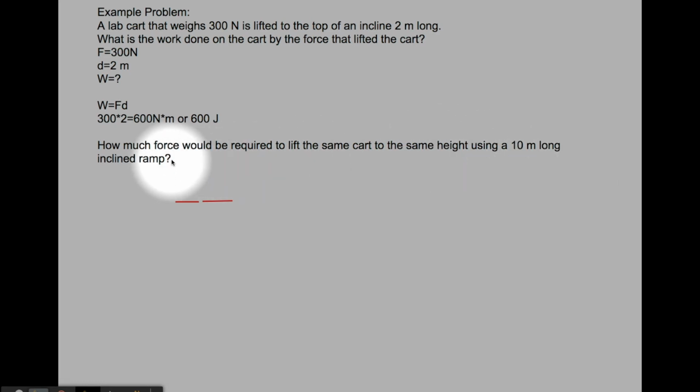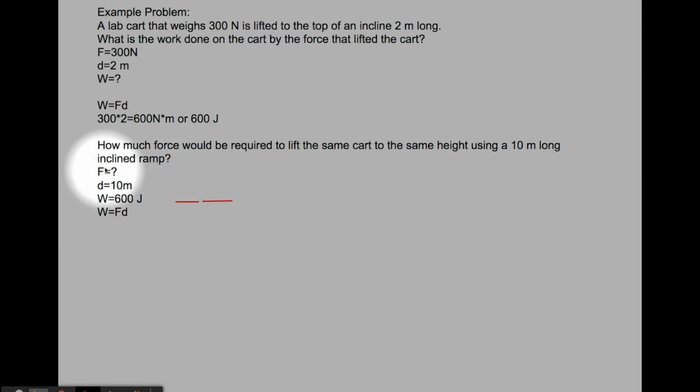So this time, we're just going to change. We want to figure out the force, how much force. We know the displacement now is 10, right? The work done will be the same. It's going to be 600 joules. That's not going to change.